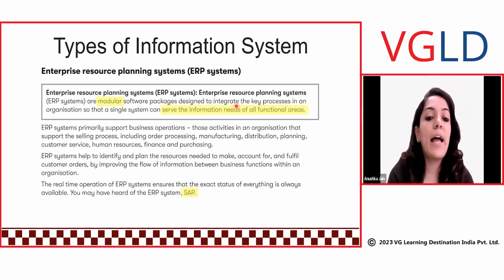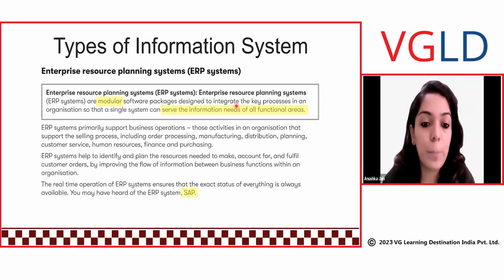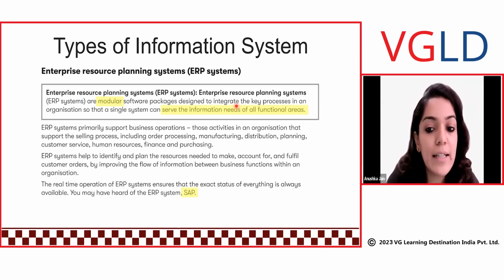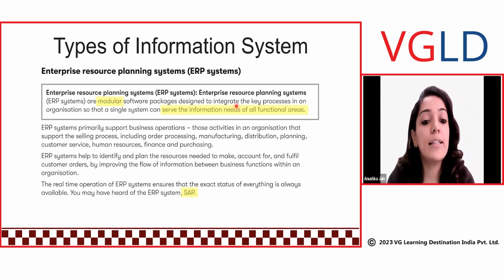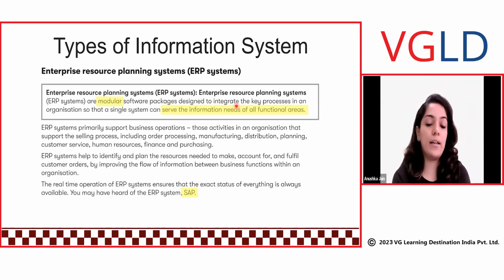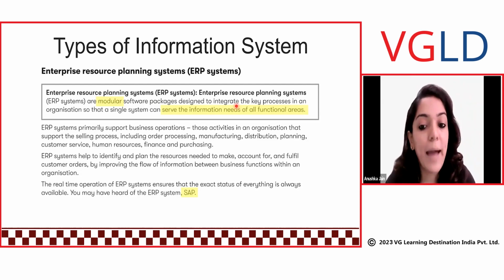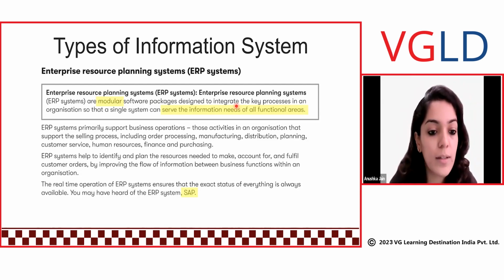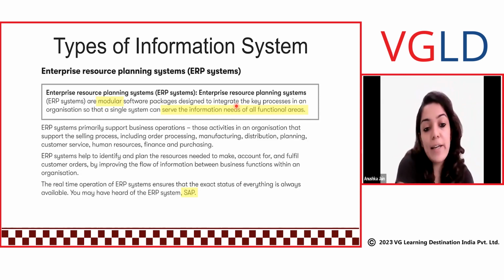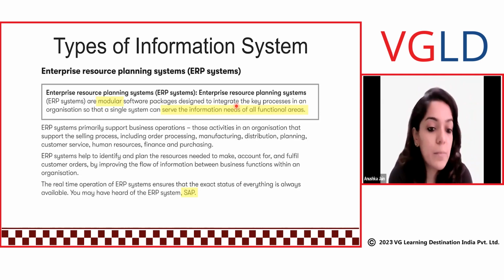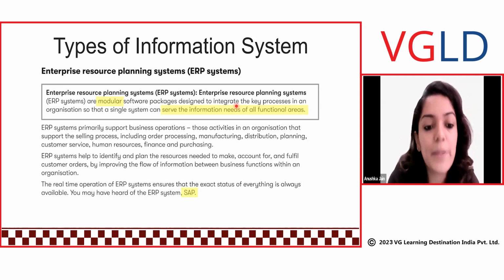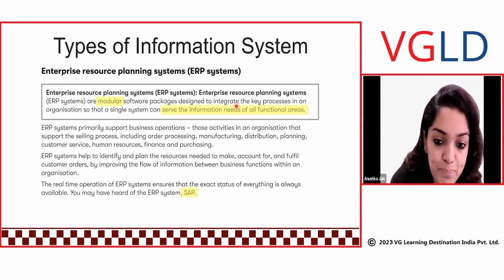ERP systems primarily support business operations, those activities in an organization that support the selling process, including order processing, manufacturing, distribution, planning, customer service also. How many customer complaints are we getting? What feedback are we getting? All of that can get captured in SAP, and I'm not sure about Tally, but there are modules in SAP: human resources, finance, and purchasing.